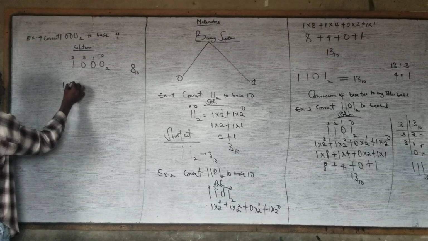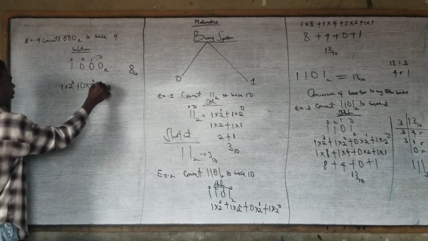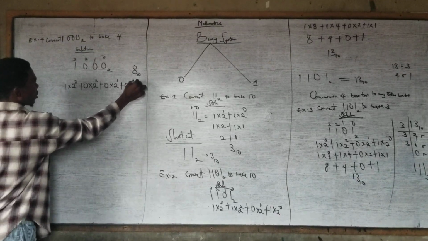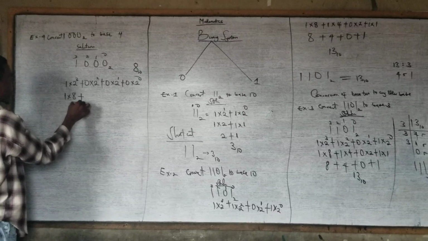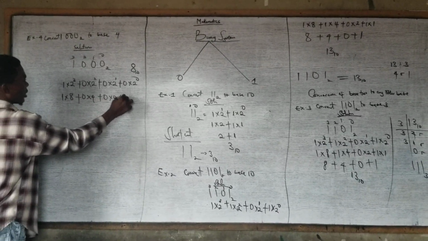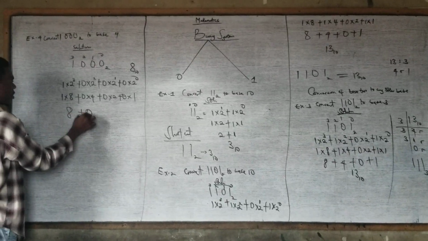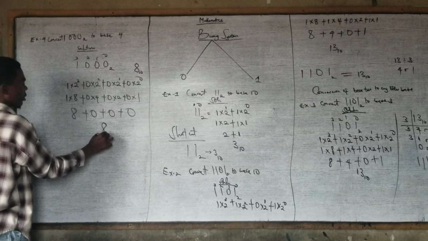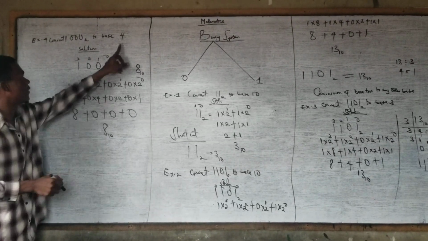1 multiplied by 2 raised to the power of 3 plus 0 multiplied by 2 raised to the power of 2 plus 0 multiplied by 2 raised to the power of 1 plus 0 multiplied by 2 raised to the power of 0. So here we are having 1 times 2 raised to the power of 3 is 8 plus 0 times 4 plus 0 times 2 plus 0 times 1. So here what are we going to have here? 8 plus 0 plus 0 plus 0. So here we are having what? 8 base 10.